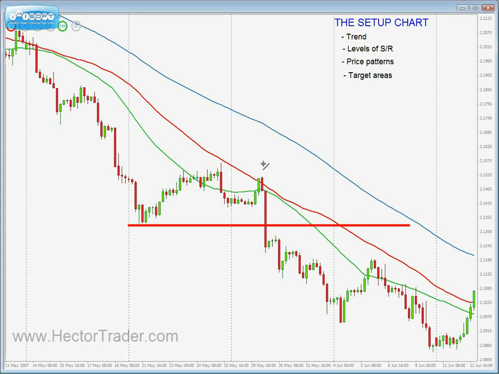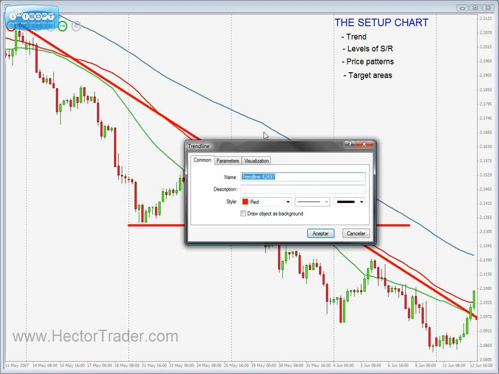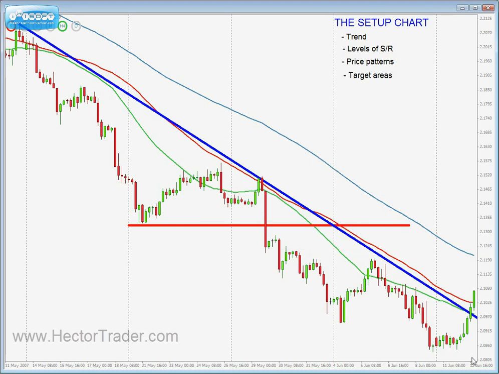Alright, fair enough. Let's see what other elements we have around here. Alright, well, we have a trend line here. Let me mark it in blue. There we are. We have a downtrend line like that. Let's draw some Fibonaccis.